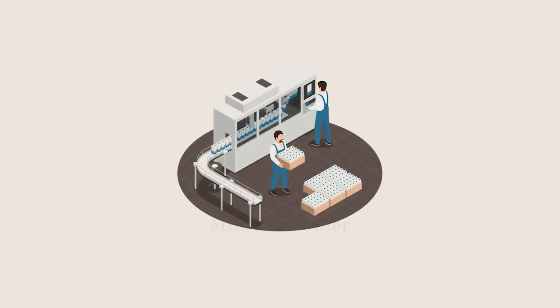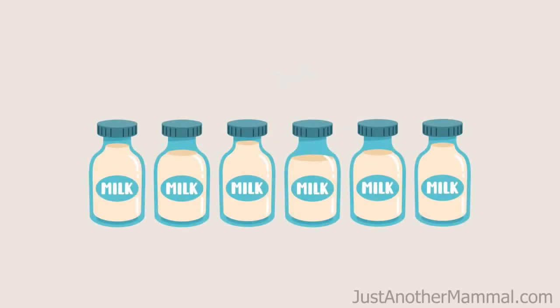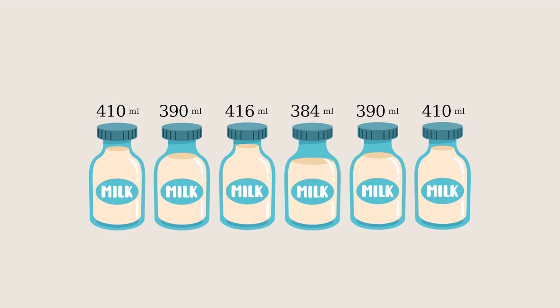Imagine we need to check the accuracy of a milk bottle filler. We could randomly select 8 bottles from the production line and measure the amount of milk in each bottle to analyze the consistency of the filling process. Assume that the first bottle contains 410 milliliters, the second one 390, and so on.